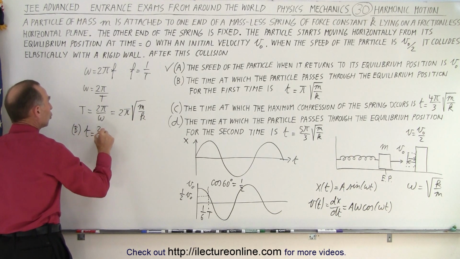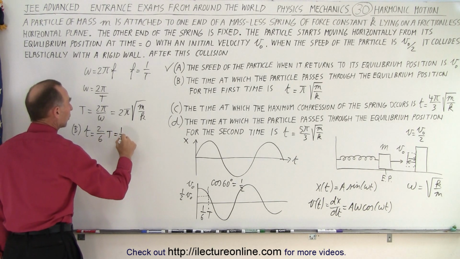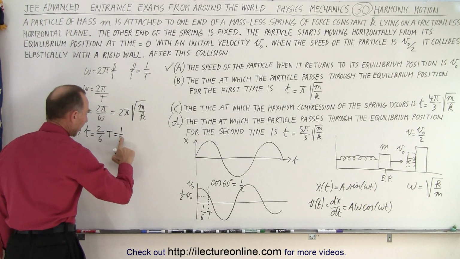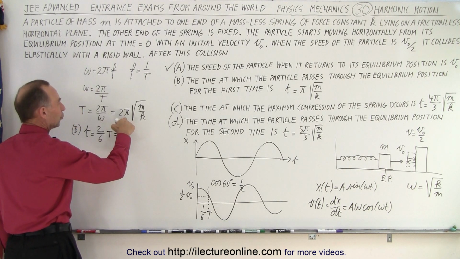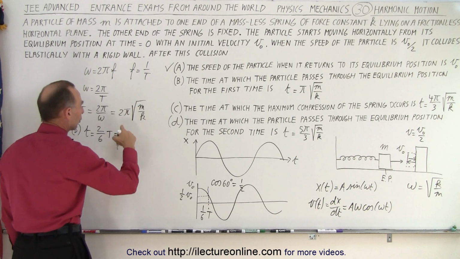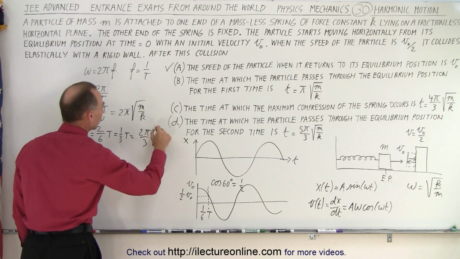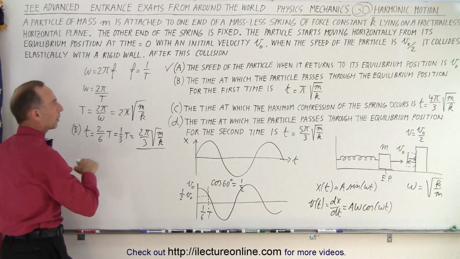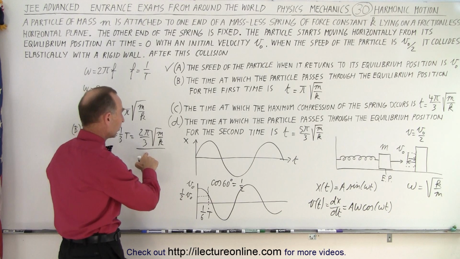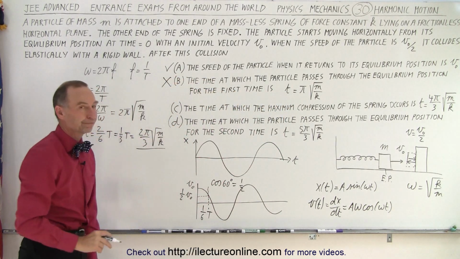time is equal to 2/6 of a period, which is equal to 1/3 of a period, and a period is 2 pi times the square root of m over k. So 1/3 of that would be 2 pi over 3 times the square root of m over k. So that should be the answer for part B. And notice this does not match, so B is not correct.